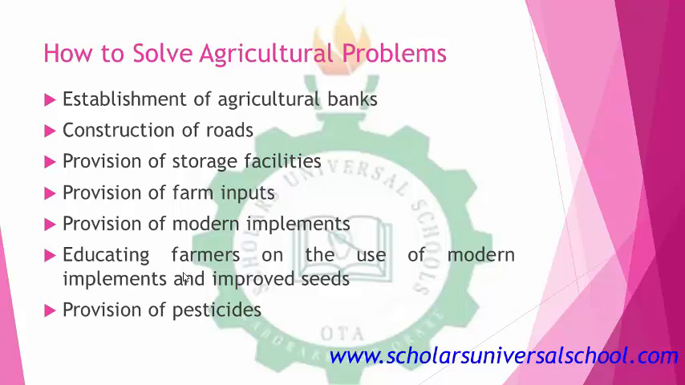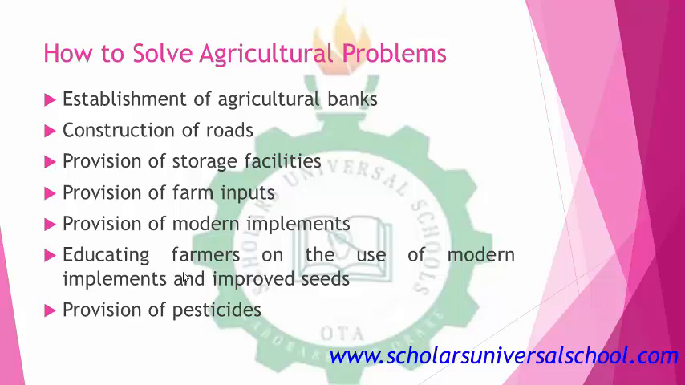Let's now move on to the next slide where we have ways of solving the agricultural problem. In the previous slide, we have seen the various agricultural problems facing agricultural development in Nigeria. Now, how do we solve these problems? When we were explaining the problems, we gave hints on ways that the government can help in solving them, but we are still going to explain it further on this slide.